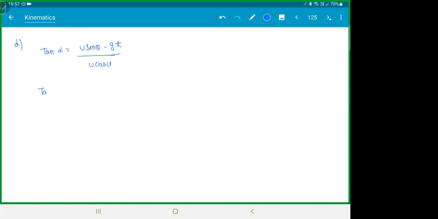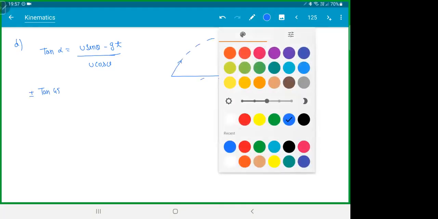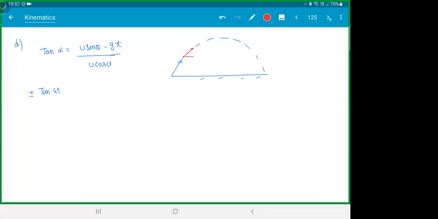So this would be tan 45 plus or minus, because I simply said 45. I didn't tell you which 45. It could have been 45 while going up. It could have been 45 while coming down. U sin theta will be 10 root 3. G was 10 and cos theta was 10. 10 cancels off. T will be root 3 plus or minus 1. They are the two answers.